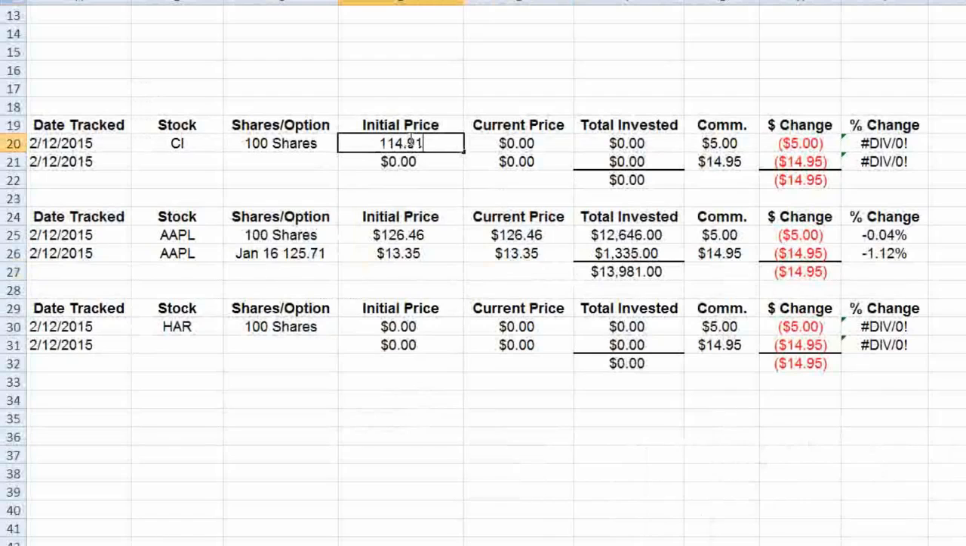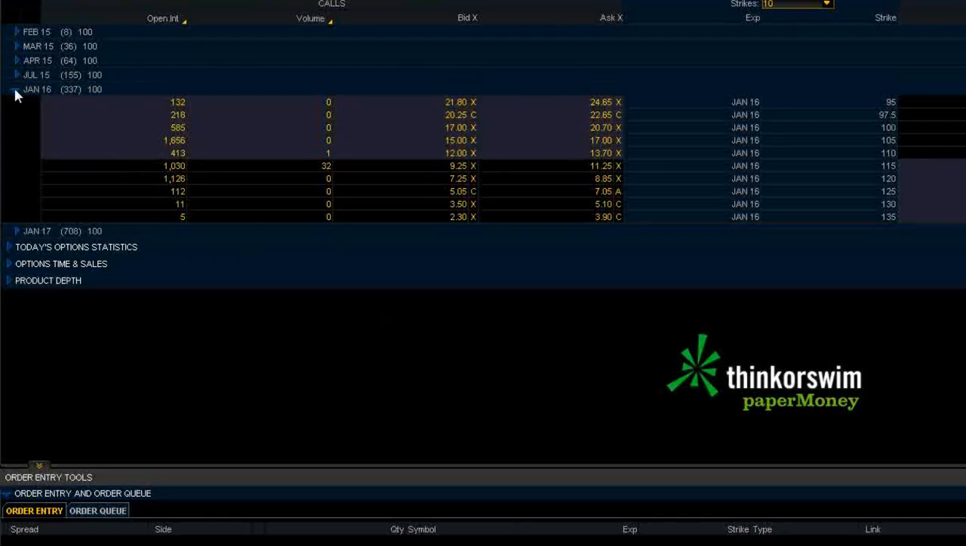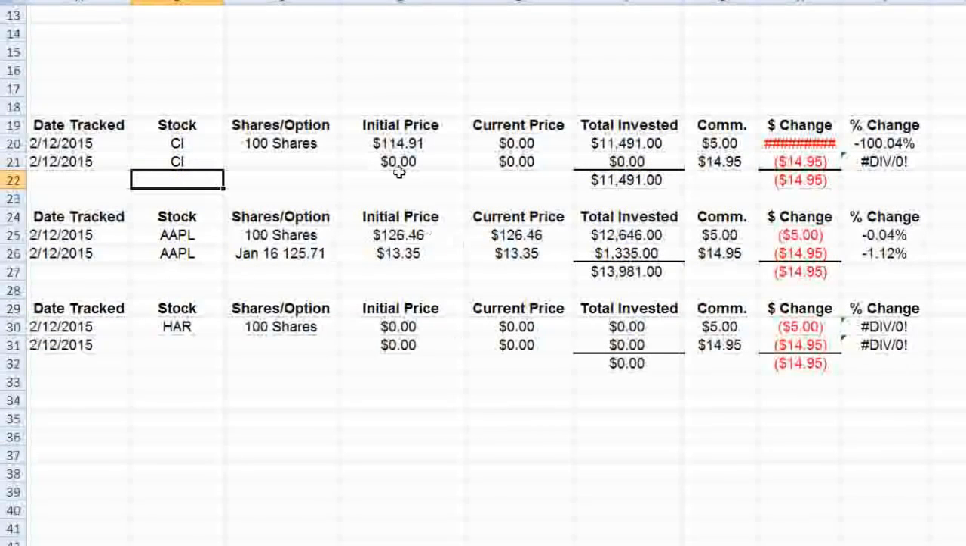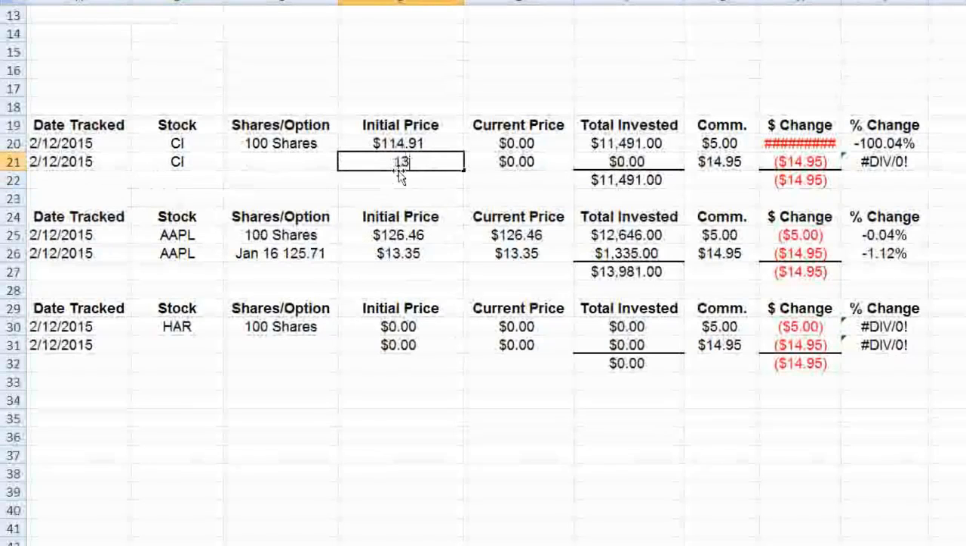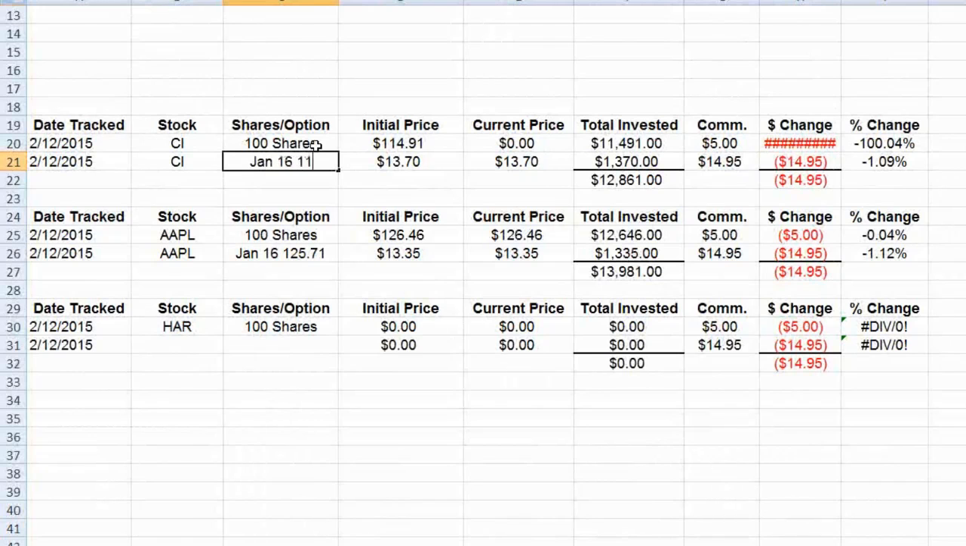114.91 is where CI is trading today. Let's look at the option here. Okay, so it makes sense to at least one person. Thanks, Dwayne. Again, same here. We don't have any other months, we just see January 16. So January 16, 110 call option for 1370. Let's go ahead and simulate buying that, the January 16, 110 call option.